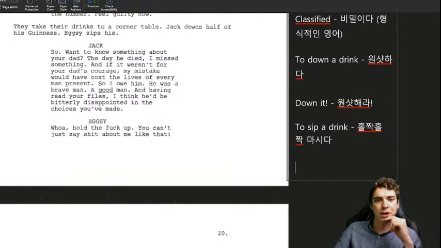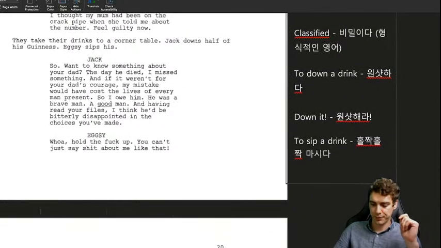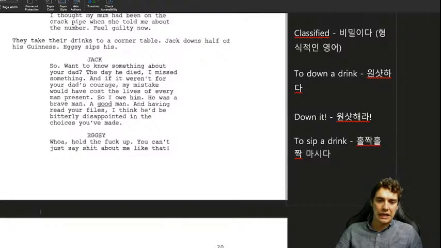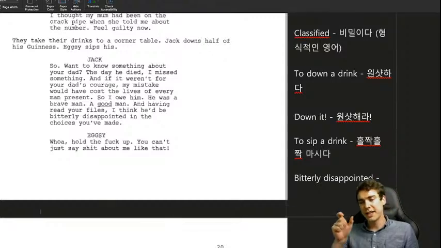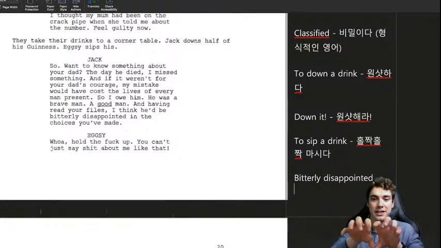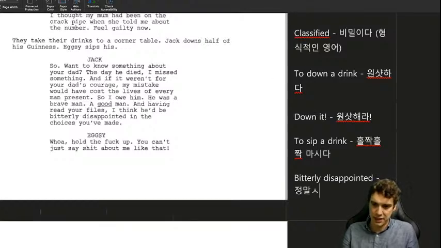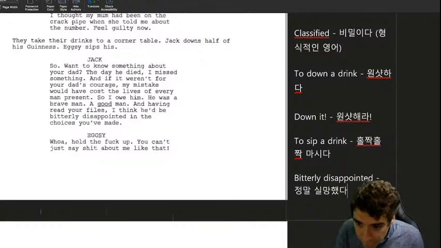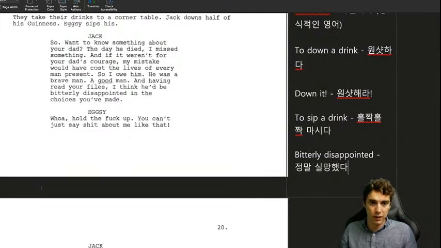He was a brave man, a good man, and having read your files, I think he'd be bitterly disappointed in the choices you've made. So, after reading your files, 너에 대한 서류, 에 대해서 읽는 다음에 너한테 정말 진짜 실망했을 거야. 네 선택 때문에, 네 인생에서 선택한 것 때문에 정말 실망할 거야. So, to be bitterly disappointed. Set phrase예요. 그래서 항상 같이 있어요. To be bitterly disappointed. 정말 실망했어. 정말 실망했다. Yeah. Okay.